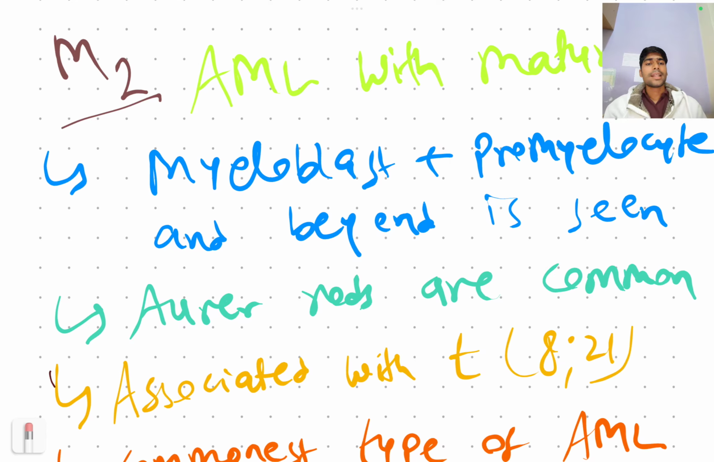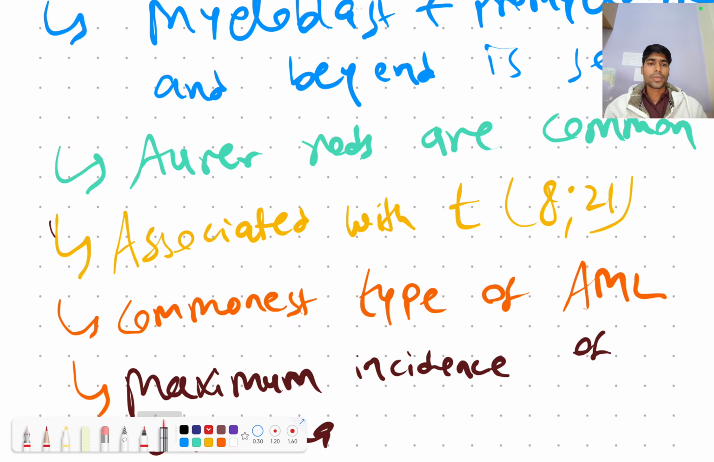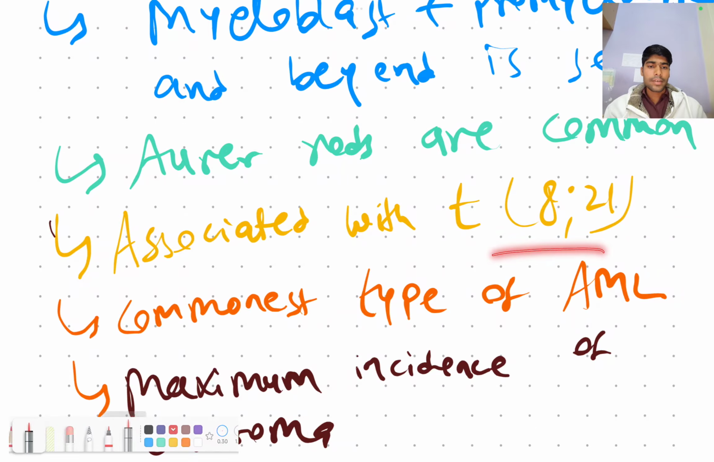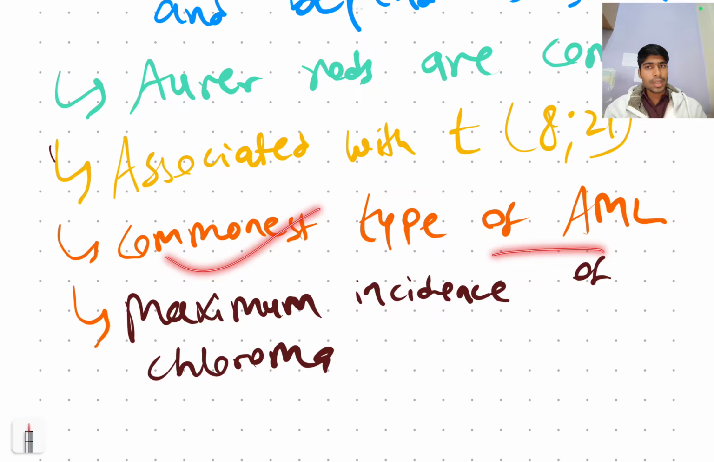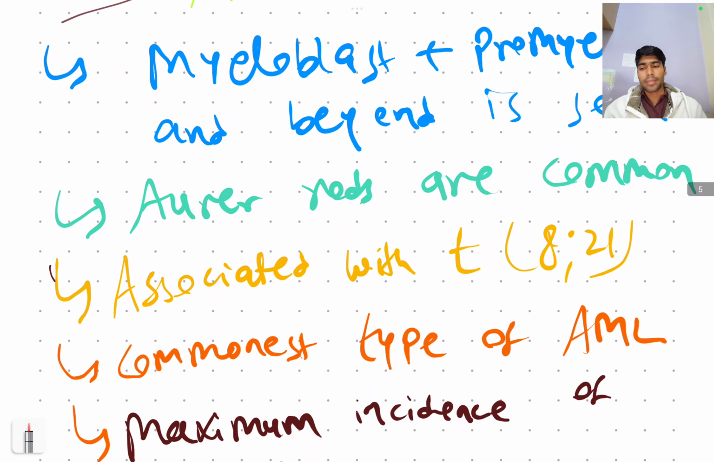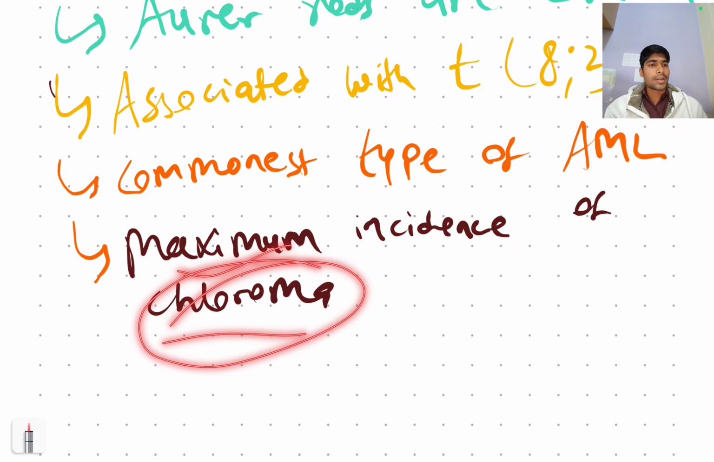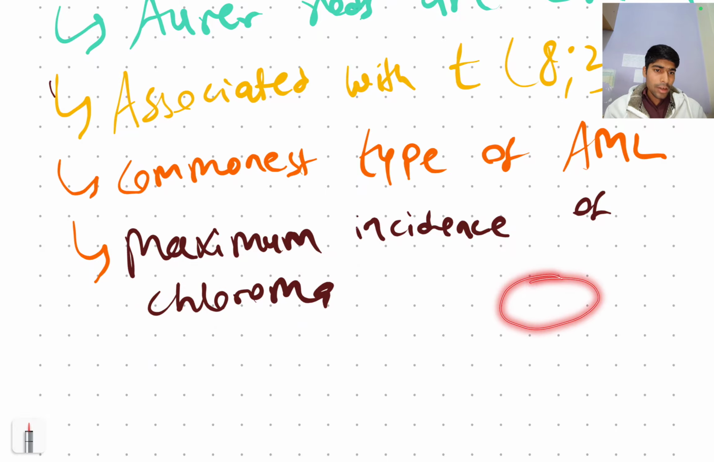And then it is associated with t(8;21) translocation. It is the commonest type of AML. Which one is the commonest type of AML? M2 is the commonest type of AML. Then there is a maximum chance of chloroma. What is chloroma? The eye of the person looks whitish, so that is chloroma. So in M2 there is a maximum incidence of chloroma.